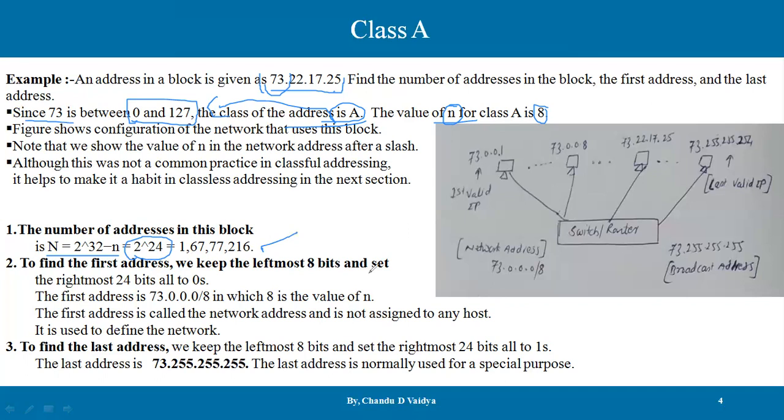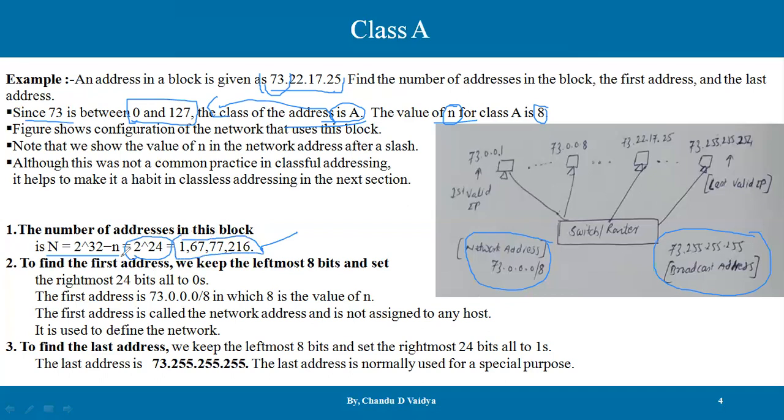Let's say in this particular IP address, this will be the first address, and this will be the last address. The last address is called the broadcast address, and the first address is called the network address. In between, including these two, we have this number of IP addresses available.